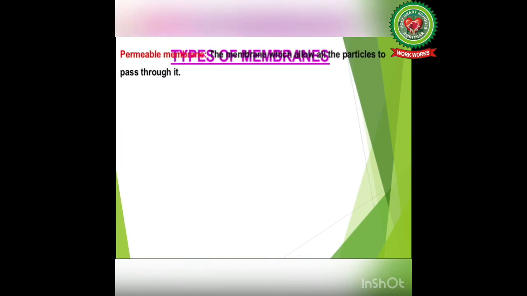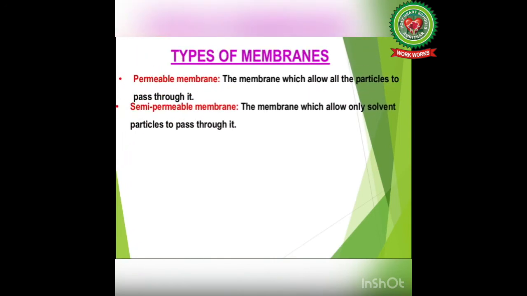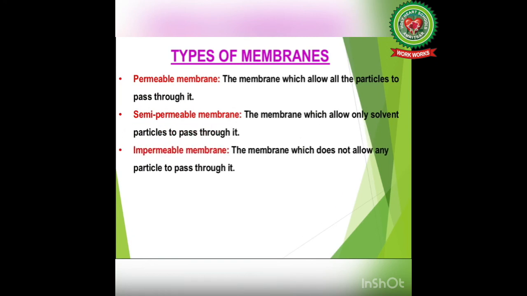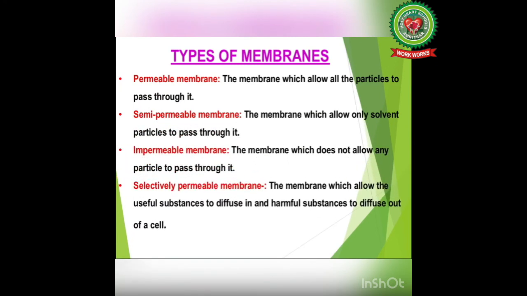Types of membranes. Permeable membrane: the membrane which allows all the particles to pass through it. Semi-permeable membrane: the membrane which allows only solvent particles to pass through it. Impermeable membrane: the membrane which does not allow any particle to pass through it. And selectively permeable membrane: the membrane which allows the useful substances to diffuse in and harmful substances to diffuse out of a cell.